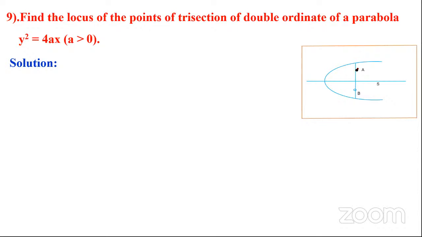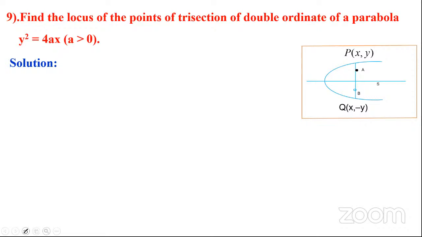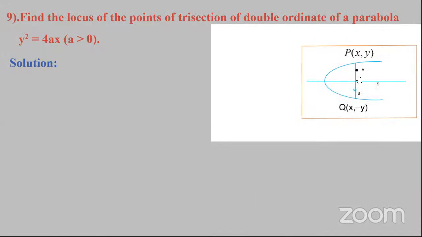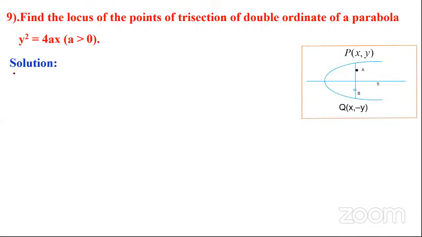So this is the figure. If I am taking this point, I'm taking this as 2:1. If a point A and B, this is 2 and this is 1. So observe this figure.